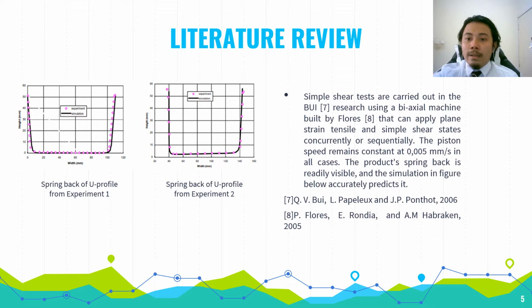Literature review. Simple shear tests are carried out in the Bouvier research using a biaxial machine designed by Flores that can apply plane strain, tensile, and simple shear states concurrently or sequentially. The piston speeds remain constant at 0.005 mm/s in all cases. The product's springback is readily visible and the simulation in the figure below accurately predicts it.